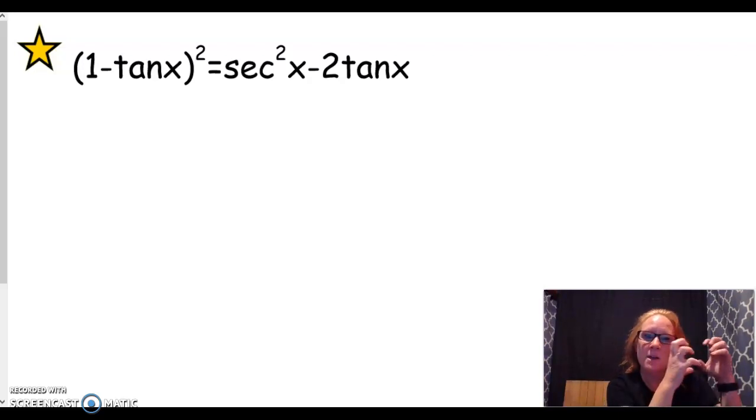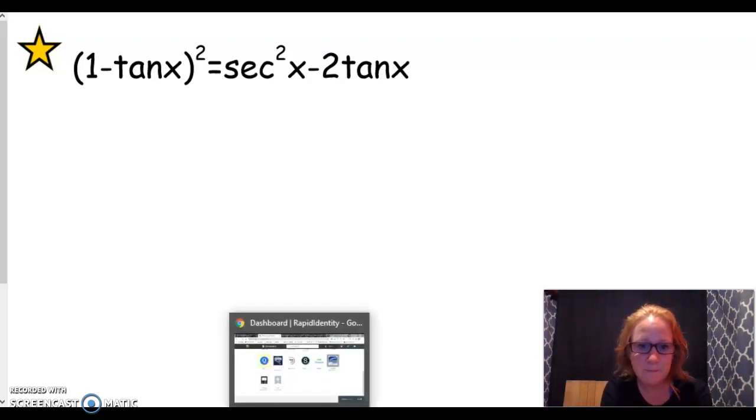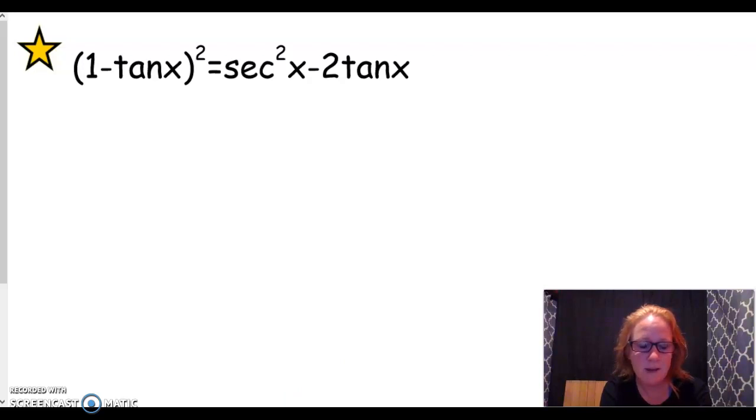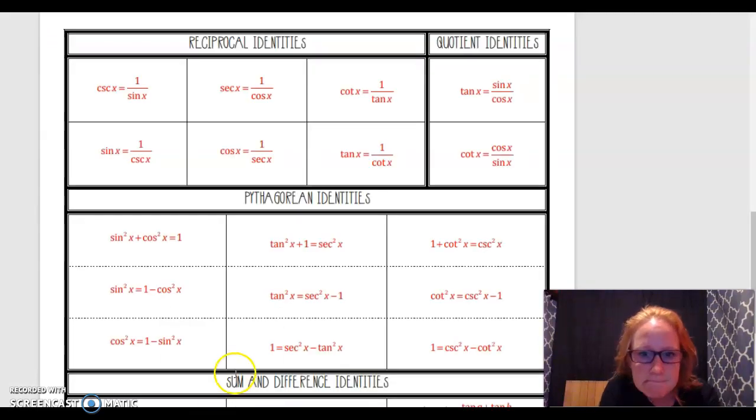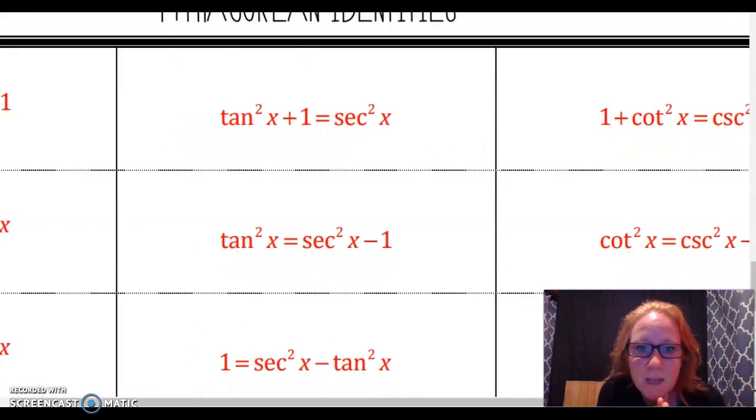Do you see how you've got the left side? I think that's more simple. The right side, I'm going to work through the right side because I see secant squared, and I'm almost positive that secant squared goes with tangents. So let's look. Right here. Oh, right here. Secant squared.